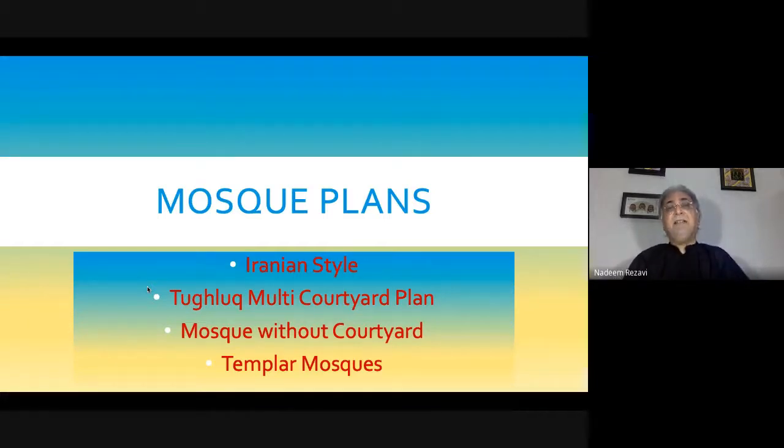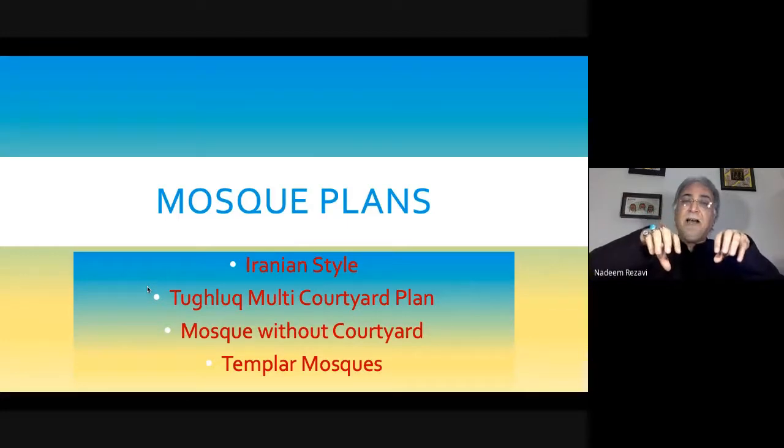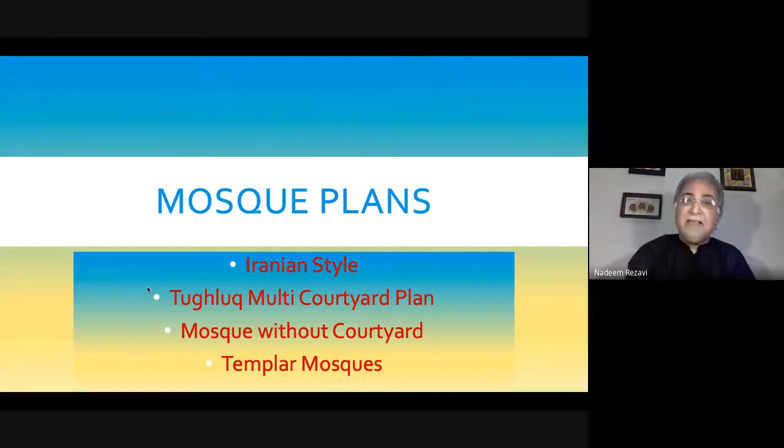Then there was another type of plan which came to exist in India, especially from the period of Firoz Shah Tughlaq, the multi-courtyard plan, where now there was no central courtyard at all, but there were multiples of courtyards. For example, in most of these Firoz Shah Tughlaq mosques in Delhi, you find 4 courtyards. And around all those 4 courtyards, you will find constructions. So much so that the courtyard comes in the center of the building itself. They were known as the multi-courtyard plan.